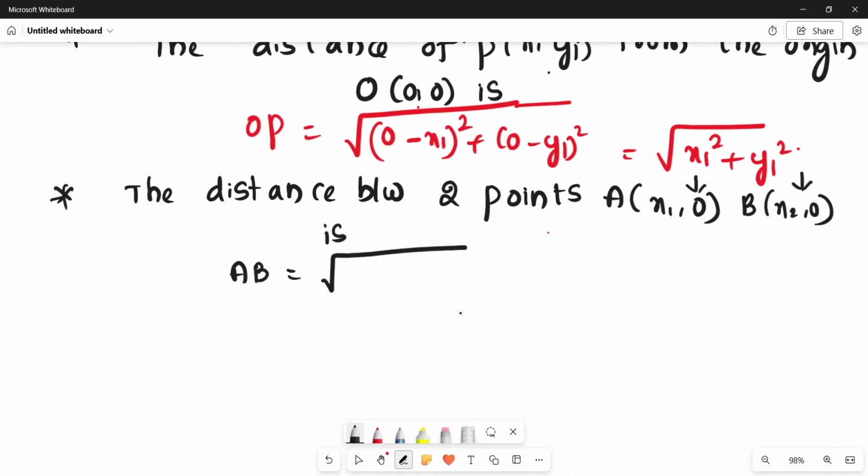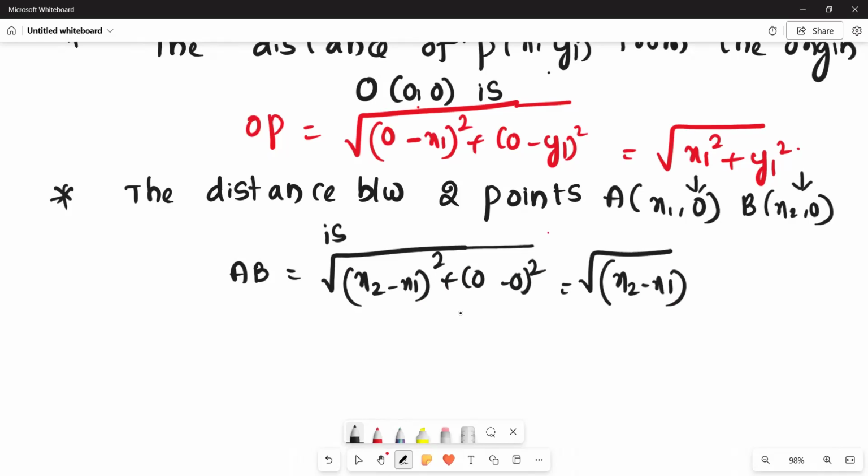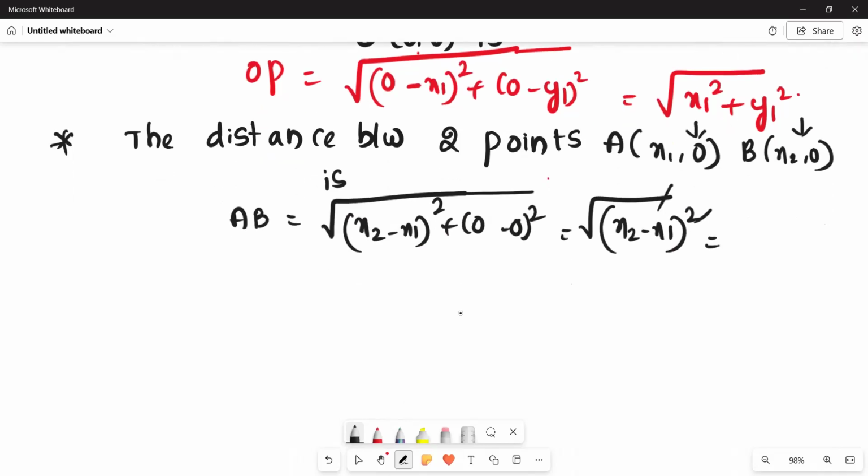as we are having only the x coordinate, I'm taking the same formula, that was (x2 minus x1) whole square, and y points are completely absent, right? That was (0 minus 0) whole square. It is equivalent to under root of (x2 minus x1) whole square. When the square root is cancelled, we are actually getting modulus of x2 minus x1.